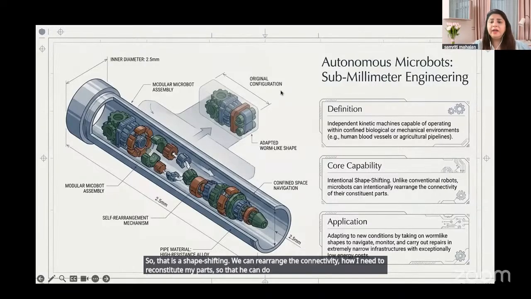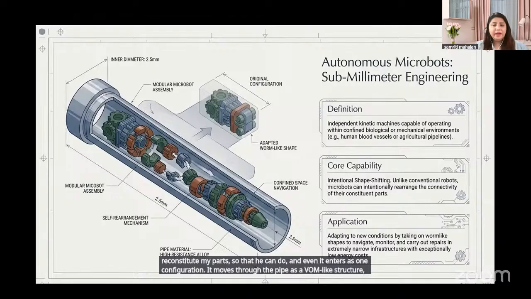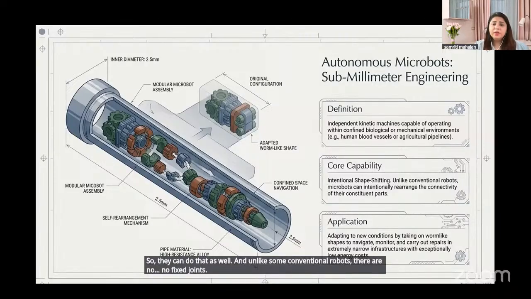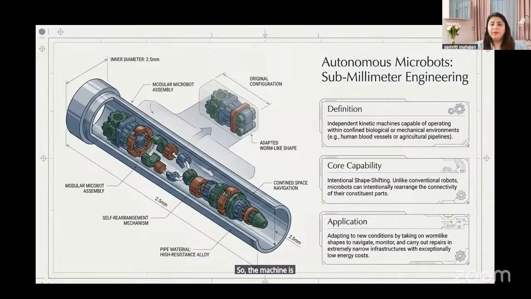It enters in one configuration and moves through the pipe as a worm-like structure. It exits or deploys in another configuration entirely. Then there is the core capability, which is confined space navigation with self-rearrangement. Unlike conventional robots, there are no fixed joints. So the machine is its own adaptive infrastructure.